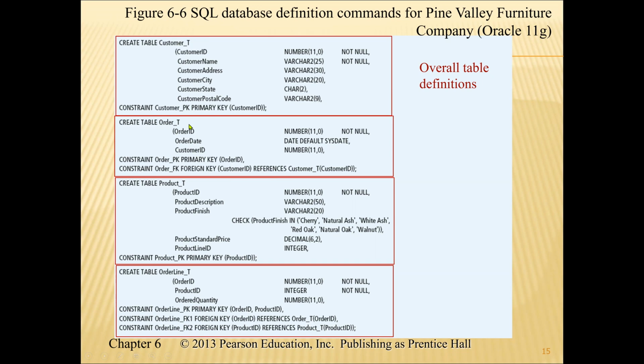Right now we are in order T. Order T will have a relationship with customer T. So the references will be to customer T, and the customer T customer ID primary key field. So we are creating a relationship between these two tables, order T and customer T, using the customer ID.